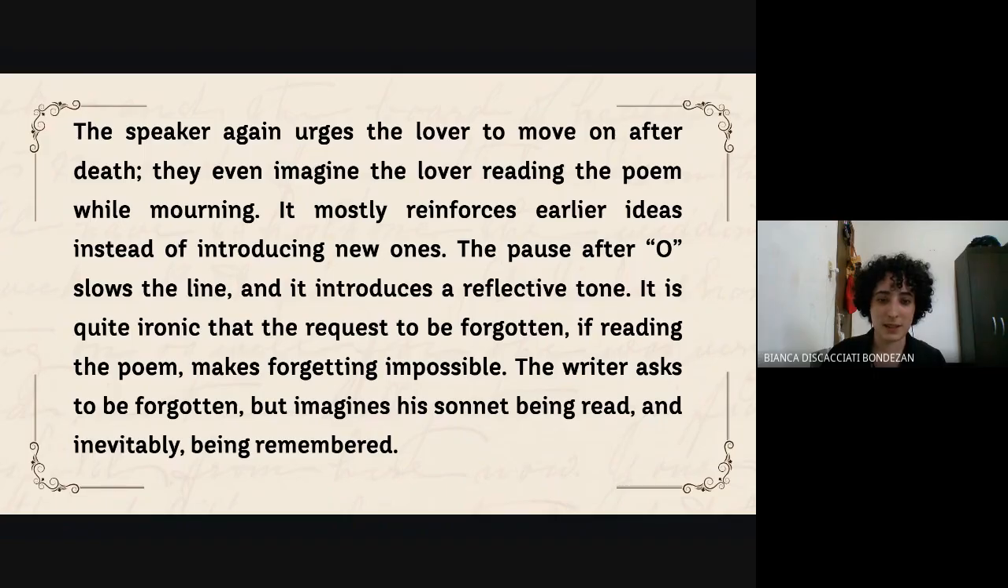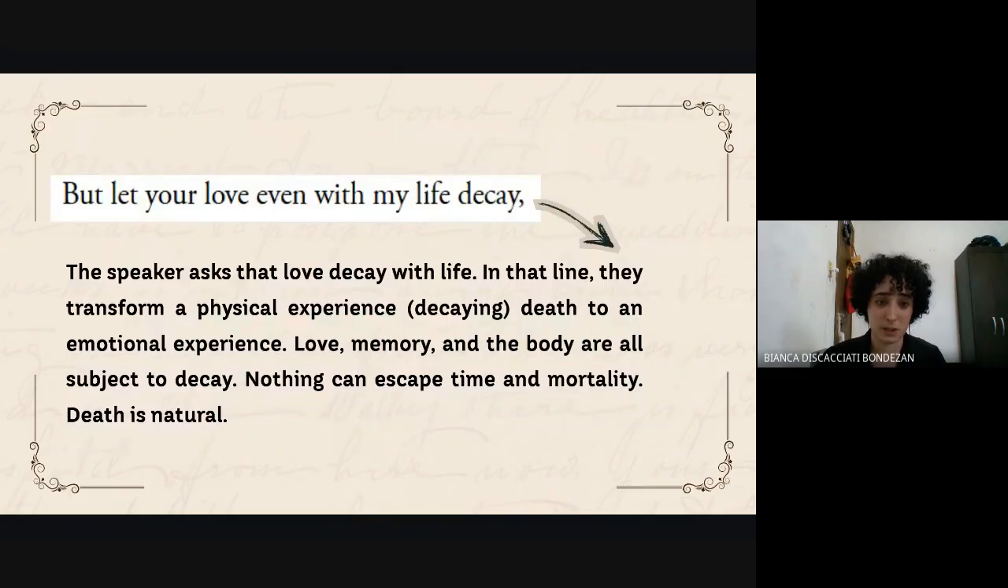So there is this confusion here, because the writer asks to be forgotten, but imagines his sonnet being read, and if his sonnet is being read, that means that he is being remembered. So there is this confusion. Does he really want to be forgotten? Is he just trying to be brave? Because if the writer is imagining someone, the lover, reading the sonnet, it means that they are going to be remembered. So there's this confusion.